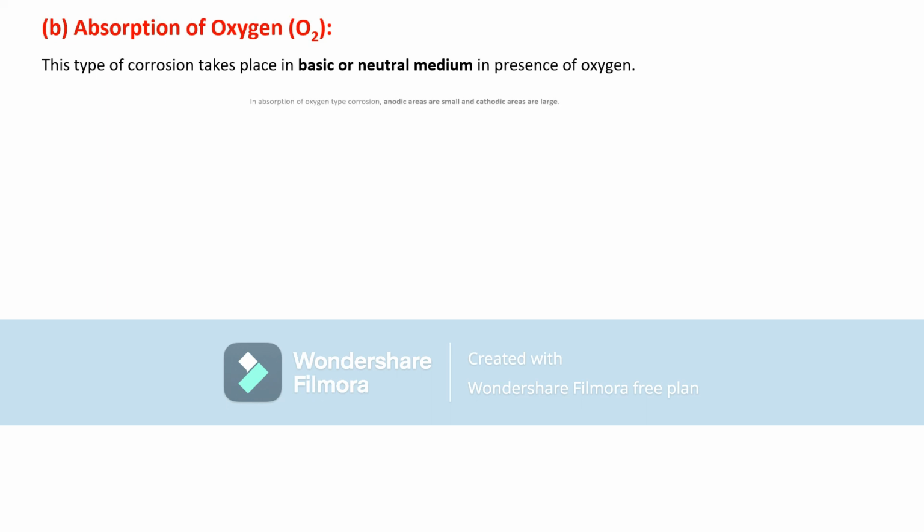The second one is absorption of oxygen. This type of corrosion takes place in basic or neutral medium in the presence of oxygen. In absorption of oxygen type corrosion, usually anodic areas are small and cathodic areas are large. Why it is, I will try to explain. Whereas in evolution of hydrogen, anodic areas are large and cathodic areas are small. But here in absorption of oxygen, it is reverse.